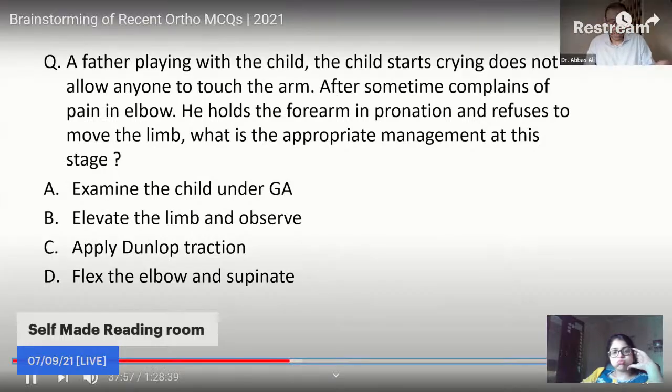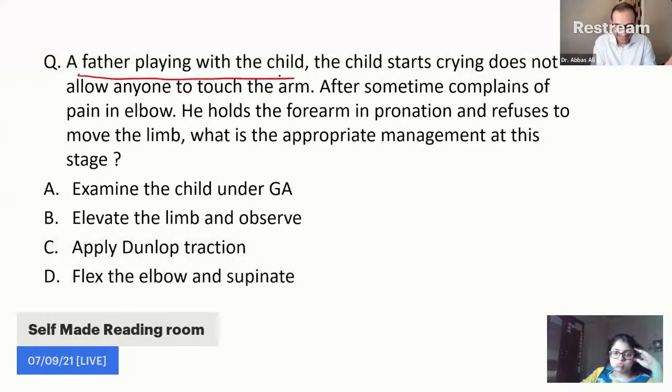Can you tell me, ladies and gentlemen, what is your diagnosis here? Yes, pulled elbow. Now, can you tell me how you said it was pulled elbow? Very simple. Pulled elbow or nursemaid's elbow. Here is the hint: father playing with the child. On an Indian exam, that is the only thing.